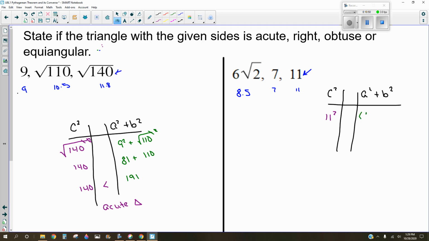So I'm going to do 6 square root of 2 squared. I'm going to use parentheses because there's a lot going on here, so I'm going to use parentheses to help clear that up. Do not plug this in your calculator without parentheses. You will get a mistake. This becomes 72 plus 49, which is 121. And then I'm going to square 11. 11 times 11 is 121. So I'm comparing these, they're equal, so it's a right triangle.